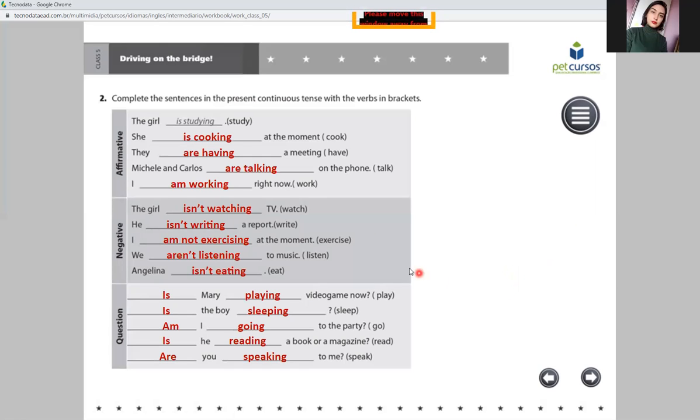Okay. The necessary changes you had to make with the ING: verbs ending in e, for example have, exercise, write, remove the e and put ING, right? And I think that's the only change we need to make here. There are no double letters or anything like that. Okay.